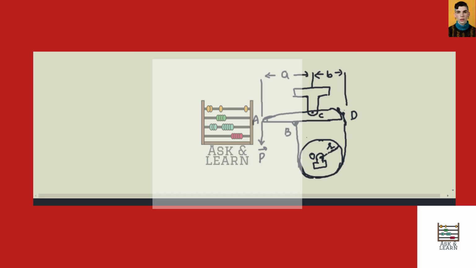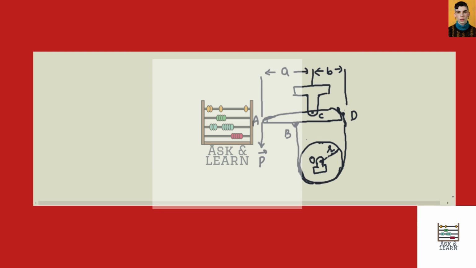Hi everyone, here it is given that a 100 millimeter radius brake drum, so the radius of the brake drum is given as 100 millimeter, is attached to the flywheel which is not shown in the figure. The drum and flywheel together have a mass of 300 kg and a radius of gyration of 600 millimeter.